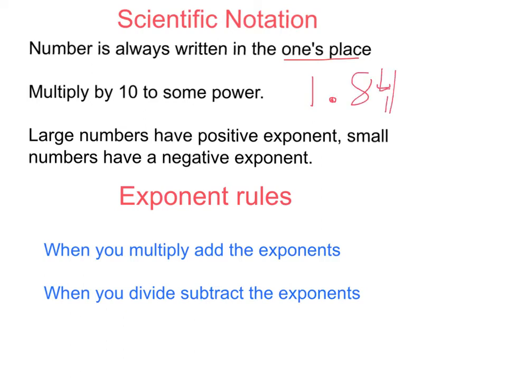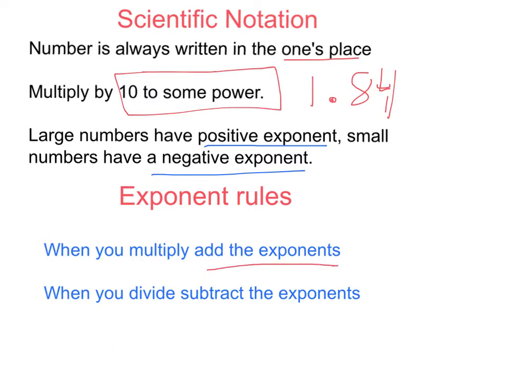That's a 4. Okay, and then it's going to be times 10 to some power, and that power would be dependent on what the size of the number was in standard form. And there's several examples of that. Keep in mind, large numbers have positive exponents. Okay, small numbers will have a negative exponent. As we go through this, we will use exponent rules. So just as a reminder, when we're multiplying, we add our exponents, and when we divide, we subtract our exponents.